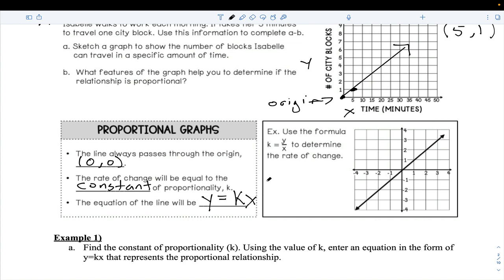Notice one thing about this from 8th grade. What's the y-intercept for a proportional relationship? What is the y-intercept of this graph? Talk to your partner 10 seconds. Go. If I give you a proportional graph, what's the y-intercept going to be? 5, 4, 3, 2, 1. What's the y-intercept going to be?